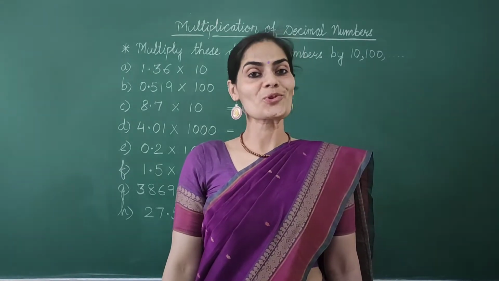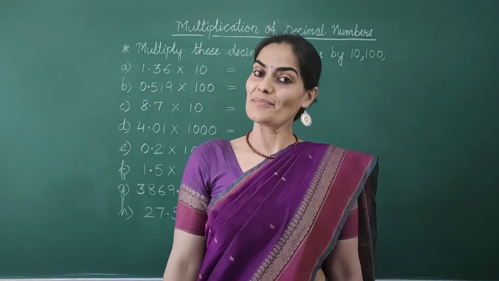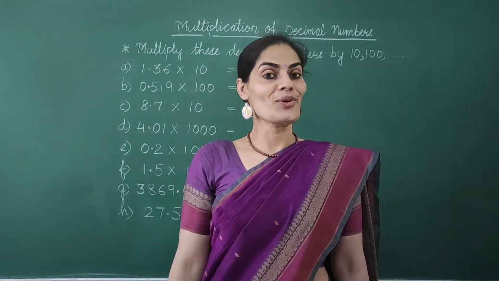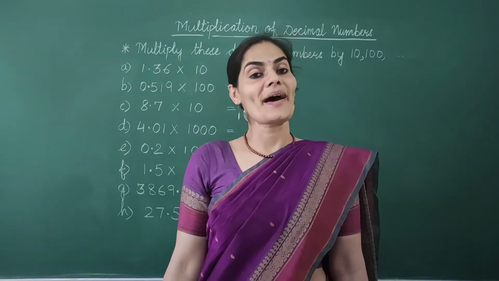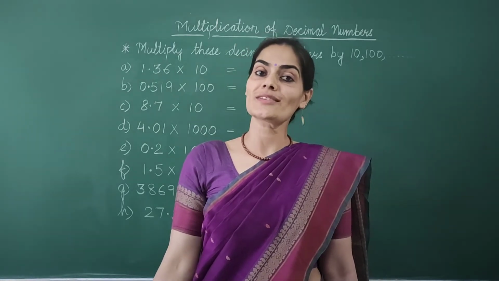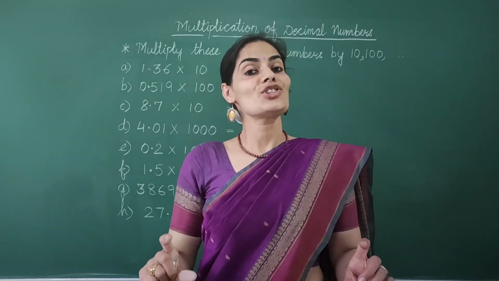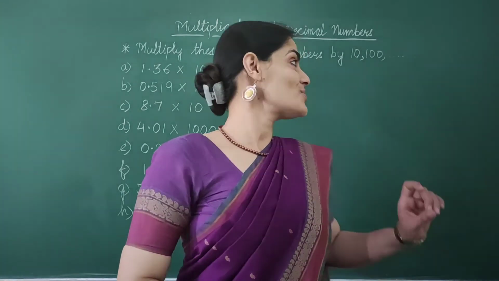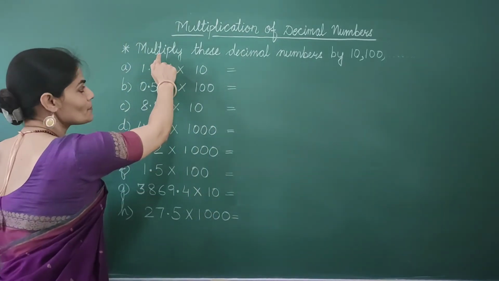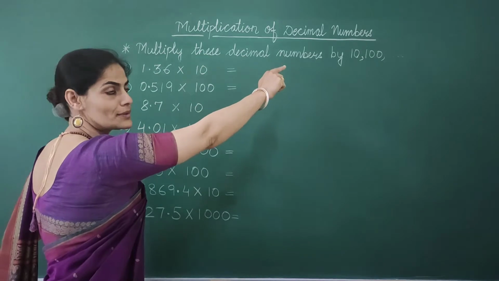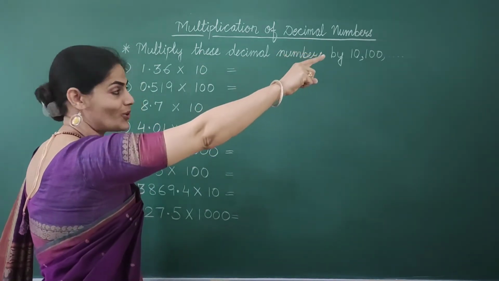Let's learn one more topic under the heading multiplication of decimal numbers. Today I am going to teach you how to multiply a decimal number by 10, 100, 1000 and so on. So this basically is shifting of decimal. So students, go through the question first of all. It is: multiply these decimal numbers by 10, 100, 1000, 10,000 and so on.